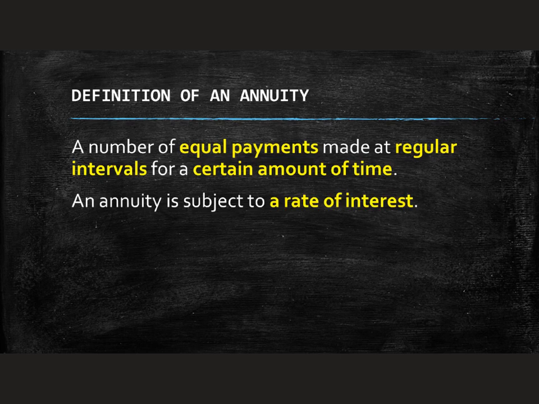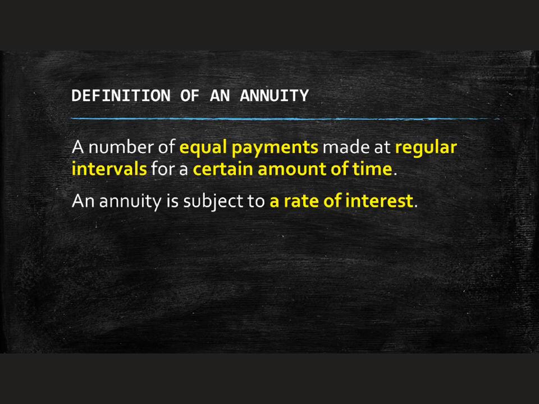First of all, let's start with the definition of an annuity. An annuity is a number of equal payments made at regular intervals for a certain amount of time. An annuity is also subject to an interest rate. If any of the payments change, or if the interval changes, or if the amount you want to pay changes, or if the interest rate changes, you have to start a brand new annuity. The deal has to be the deal.